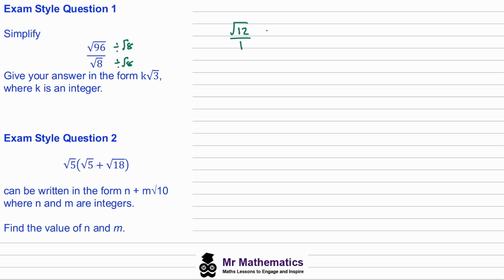And the square root of 12 can be written as root 4 times root 3. And we know the square root of 4 is 2. So this will be 2 root 3. So k will equal 2.